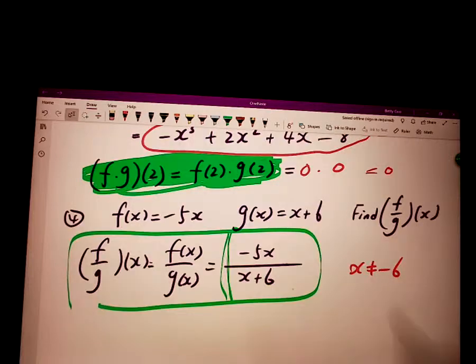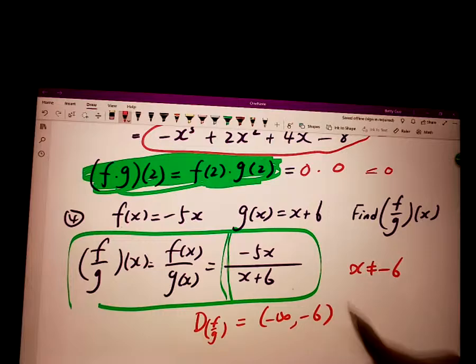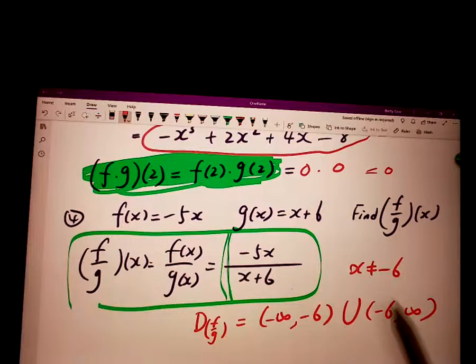So the domain of f over g here is going to be negative infinity to negative 6, union negative 6 to positive infinity. The domain is all real numbers except negative 6. So in interval notation, the domain is the union of two intervals, negative infinity to negative 6 open, union negative 6 to positive infinity open. All right? So this is section 11.1, pretty straightforward.